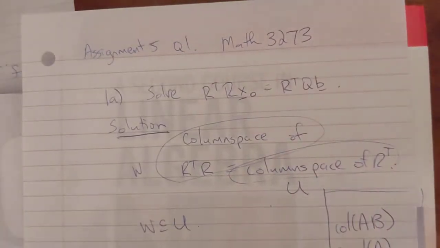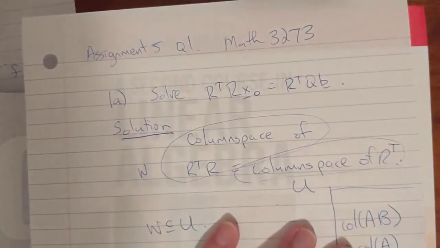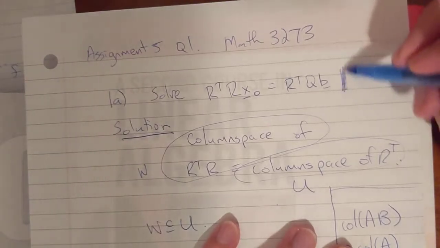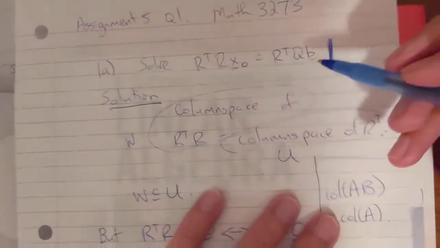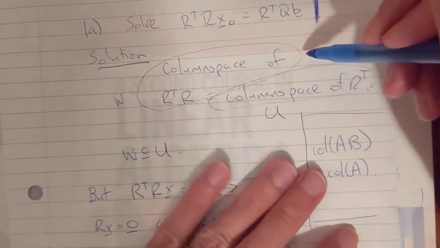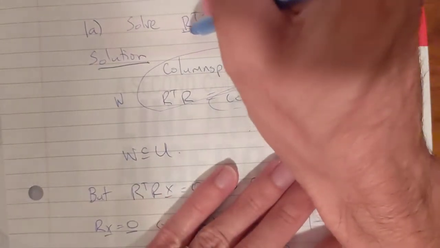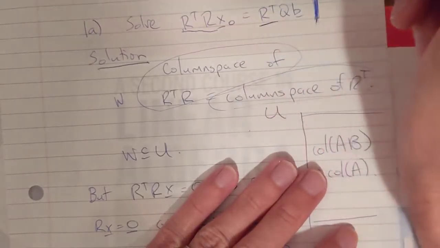Okay, so I just wanted to give a few hints on assignment 5, question 1. So basically we want to prove that this equation has a solution. That means we want to show the column space of R transpose R is equal to the column space of R transpose.